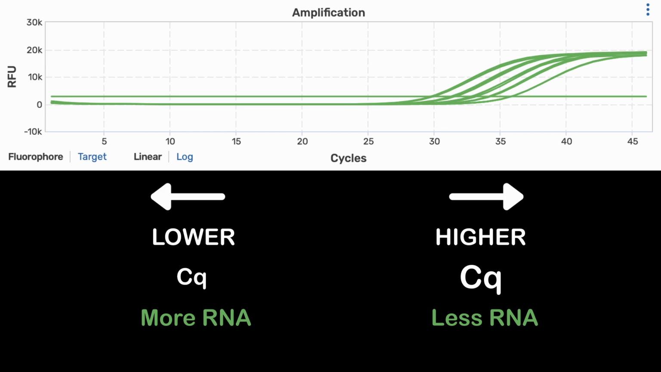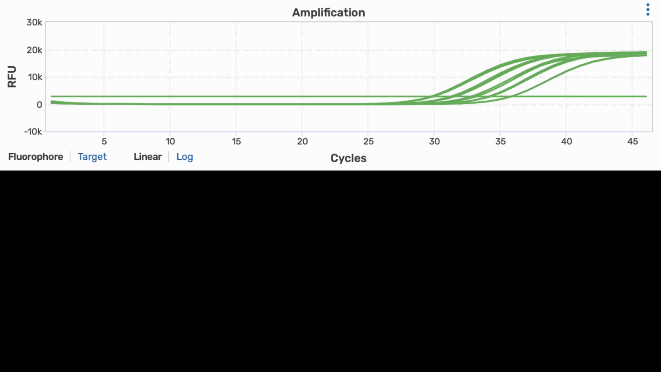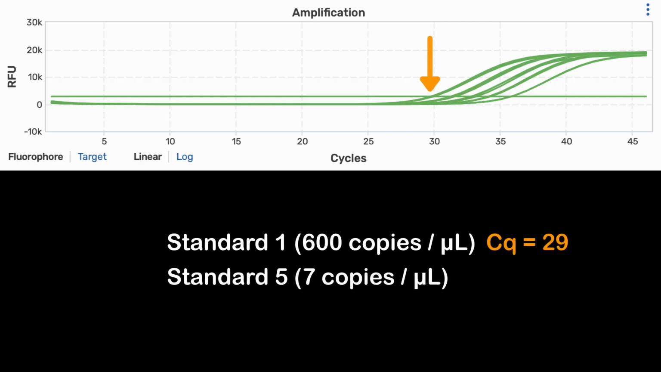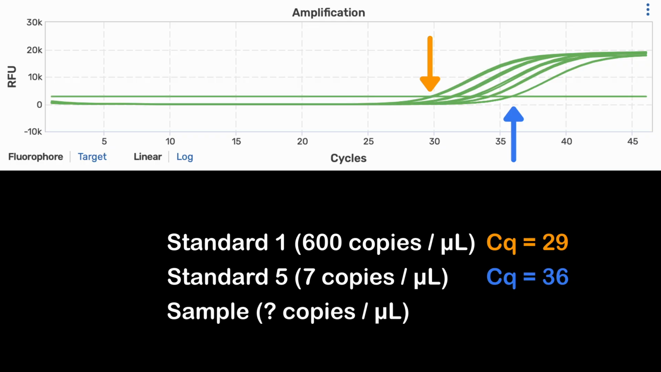amplify and become quantifiable. For example, the first point in my standard curve is around 600 copies per microliter and gives a Cq of 29. The last point of the standard curve is 7 copies per microliter and gives a Cq of 36. Using this information from the standard curve, we can extrapolate a value for our unknown sample. If our sample gives a Cq of 33, we can calculate that it has around 55 copies of RNA per microliter.